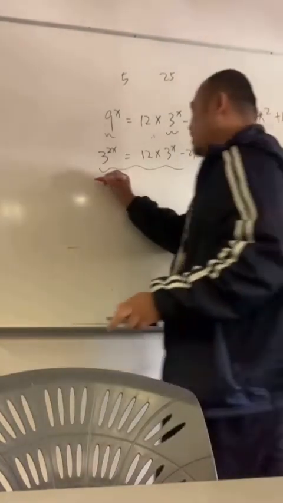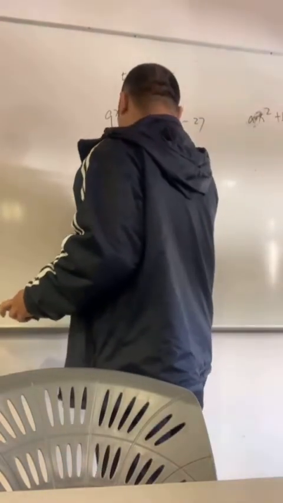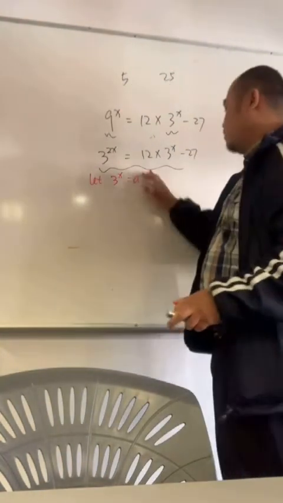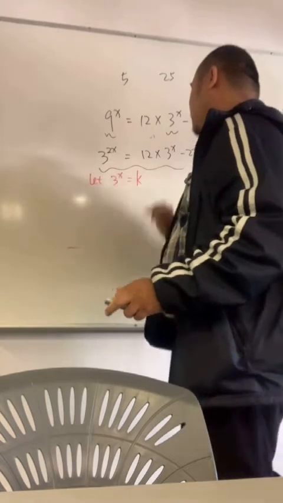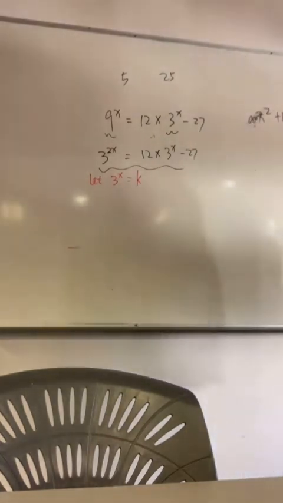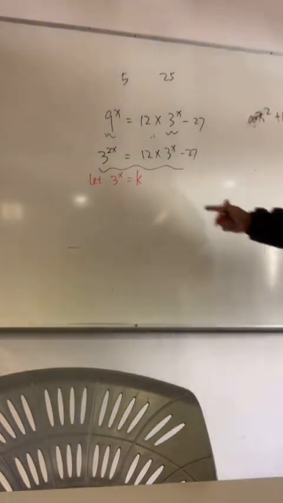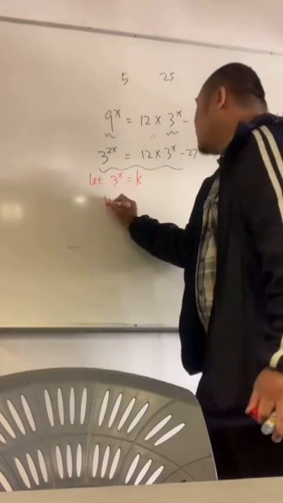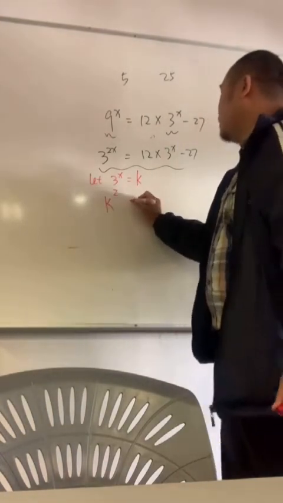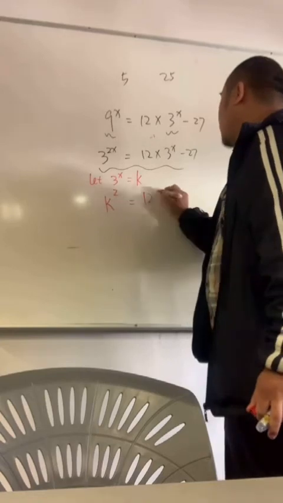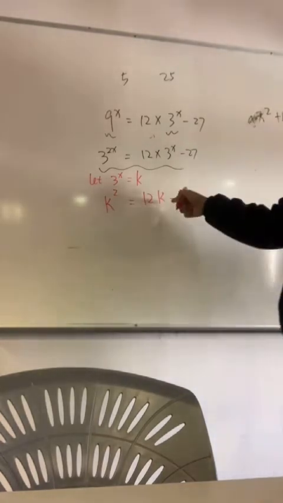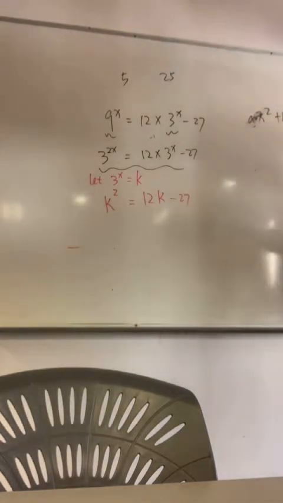But if we let 3^x equal a, or we can let it equal any letter you like, so now it is a squared equal to 12a minus 27. Now it looks like a quadratic. Does it make sense?